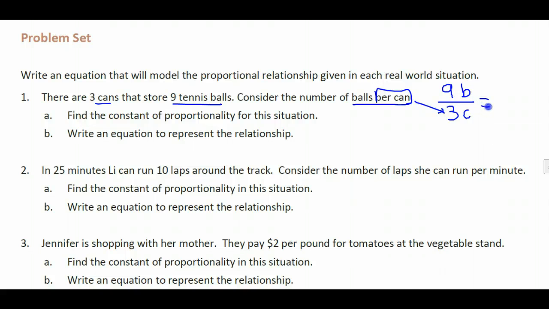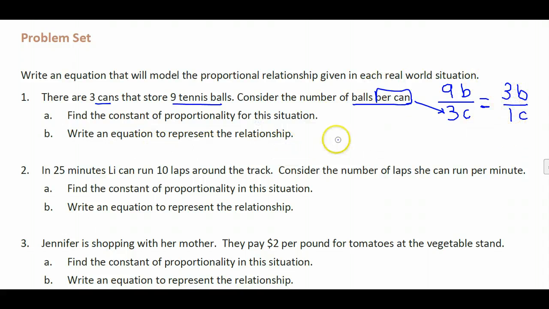So if there's 9 balls in 3 cans, 9 divided by 3 means there's 3 balls in 1 can. Now, that's the constant of proportionality, 3 balls for 1 can. For every 1 can, there's 3 balls. Or we could think of this as there's 3 times as many balls as there are cans. This constant of proportionality shows a multiplicative relationship, so how many times more the top number is than the bottom number.